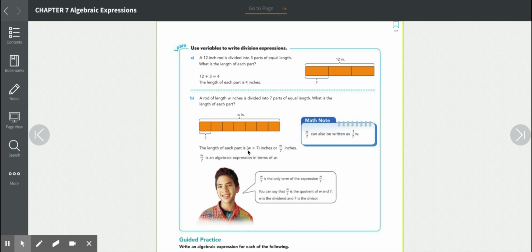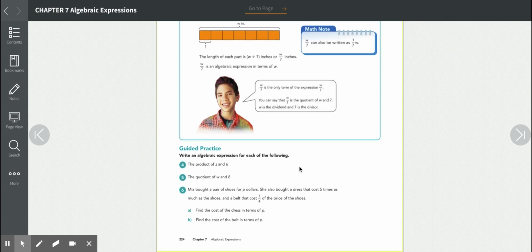What we're going to be doing moving forward is writing it as a fraction. So remember, our fraction bar is a division sign, right? So we'll do w over 7, which is the same thing as w divided by 7. So w divided by 7 or w over 7 is an algebraic expression in terms of w.